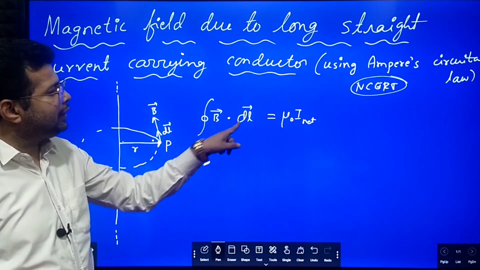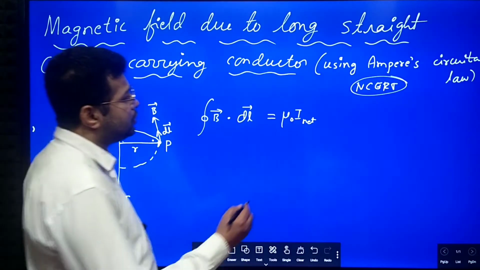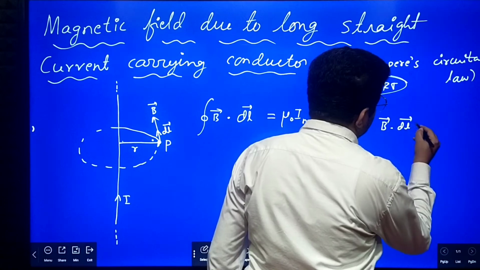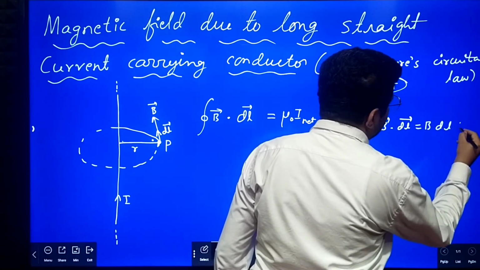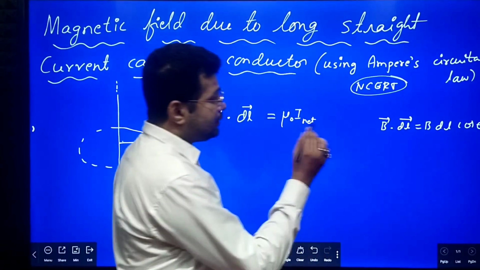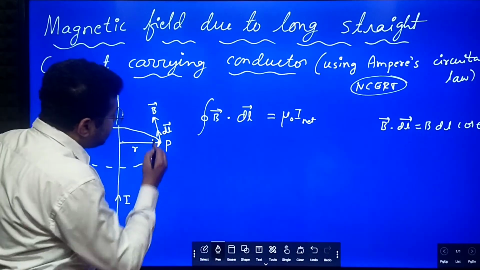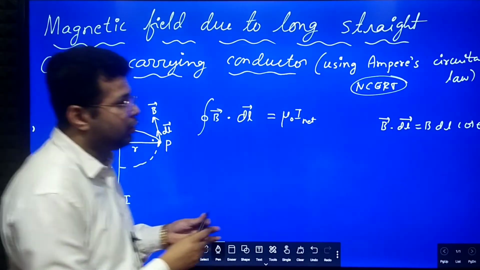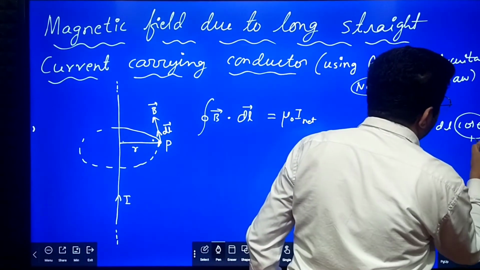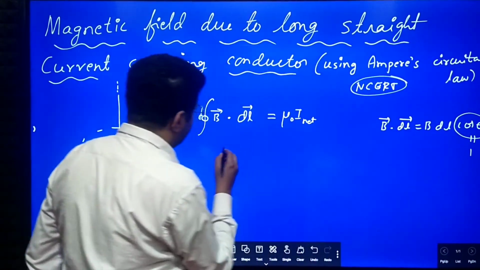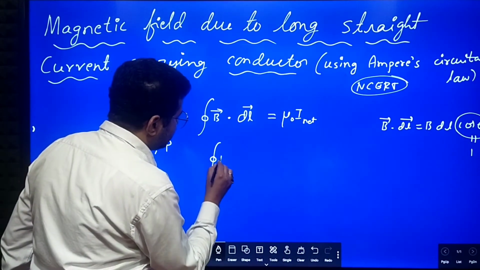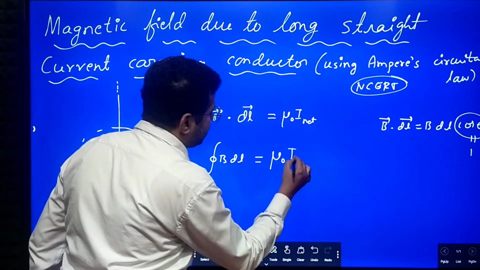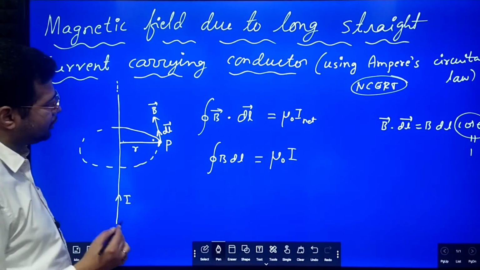Now, what is B dot dl? B dot dl means B dl cos theta. So I will write B dot dl is equal to B into dl into cos theta, where theta is the angle between magnetic field and dl. Since magnetic field and dl both are acting inwards, the angle between them will be 0, and cos 0 will be equal to 1. So we get integration of B dl is equal to mu naught into the net current passing through the loop. Net current is I.